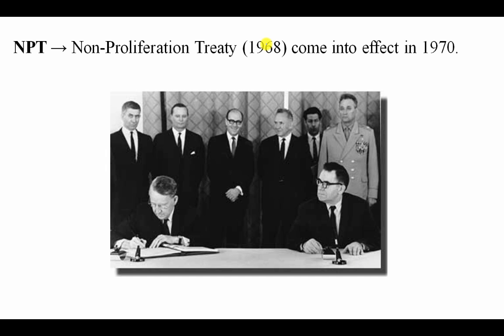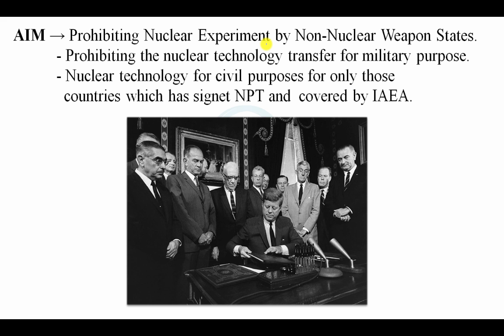Now, I will tell you about some treaties and organizations which are important for you. First is the NPT, the Non-Proliferation Treaty. You have heard this name previously also. NPT, a very important name. It was made in 1964 and came into effect in 1970. The aim of this NPT is prohibiting nuclear experiments by non-nuclear weapon states. Who are the non-nuclear weapon states?